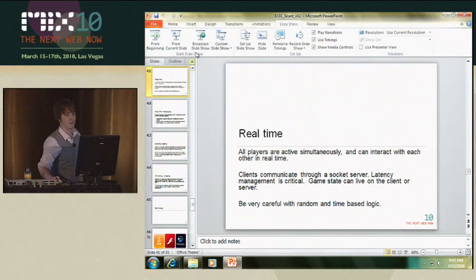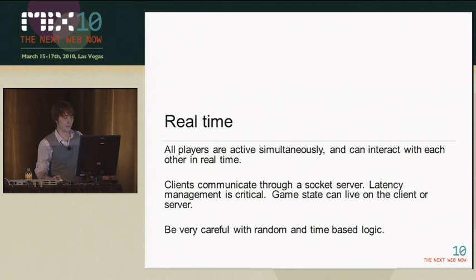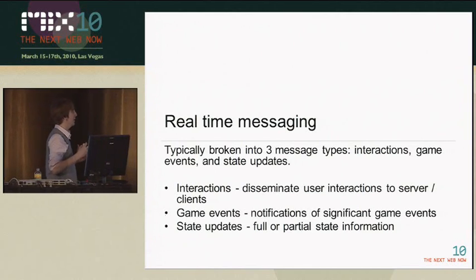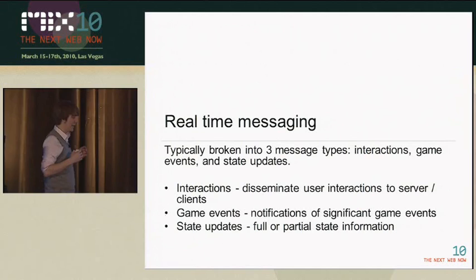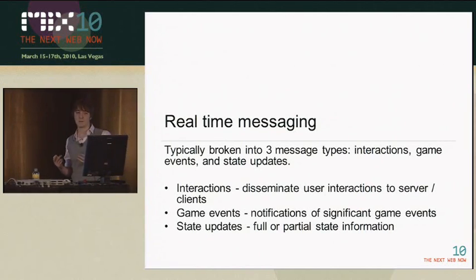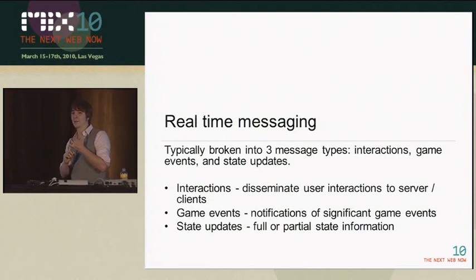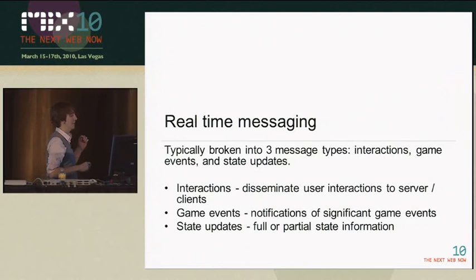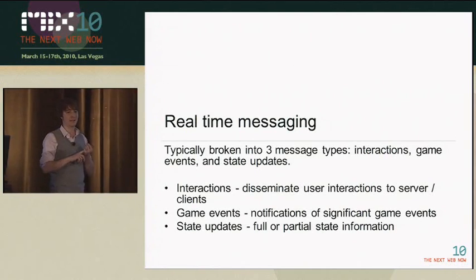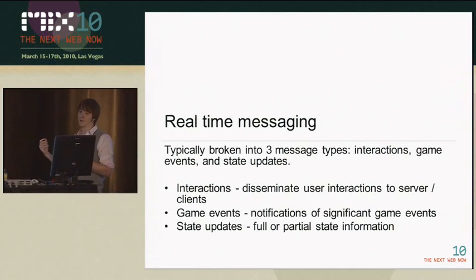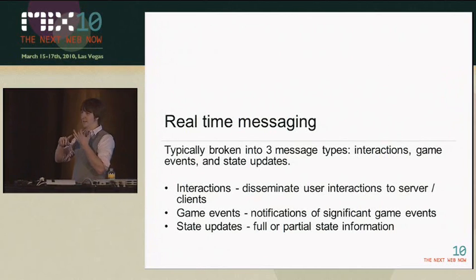So we need to try and deal with this latency. When we're dealing with real-time messaging, we can't just send updates. We need to send a bunch of different types of messages. We need to send every significant interaction that the user has in the client. So if I order a unit to go somewhere, obviously that interaction needs to be sent to the other client so that they can also move that unit around. I need to get significant game events, right?